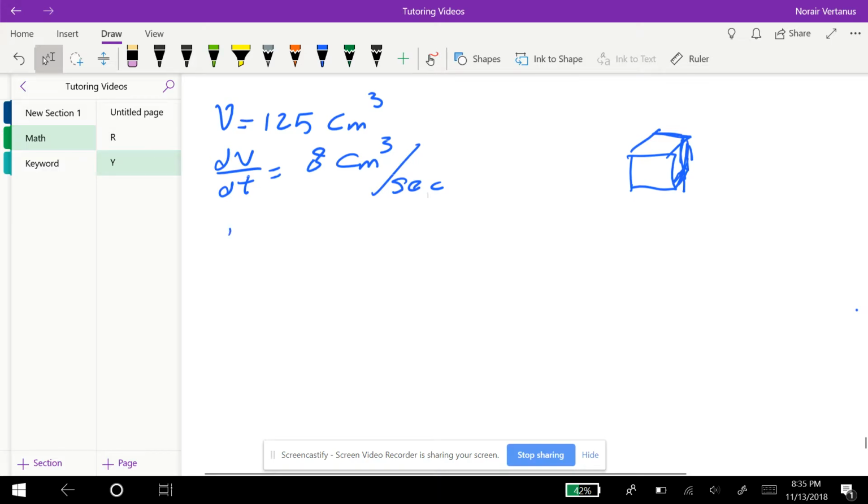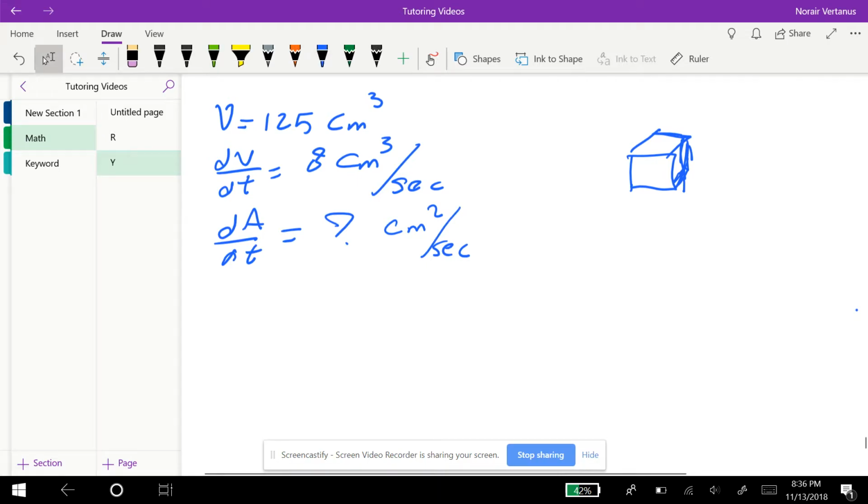So dA/dt is unknown, which is what they want, in centimeters squared per second, at that moment in time. Now there are two things here. We have volume and area.